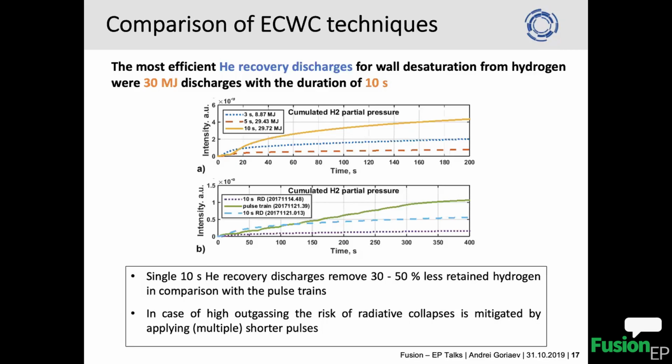And in case of really bad wall conditions, the pulse train can save you from the radiative collapse. Again, if you have a long high power discharge, it can terminate because you cannot control density, or because of disruption, or because of radiative collapse, or because of some other reasons. So the application of short pulses is safer in this case.